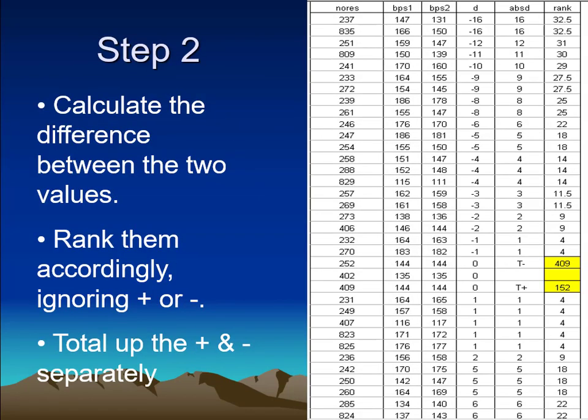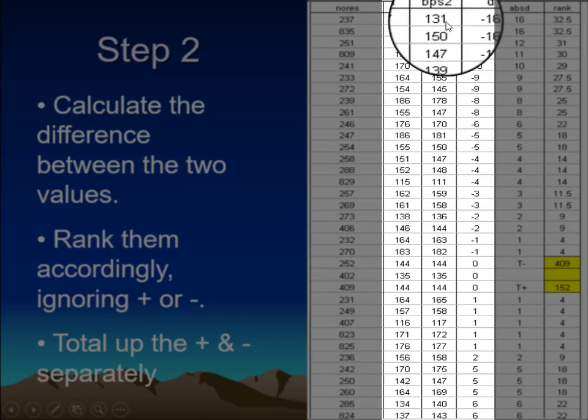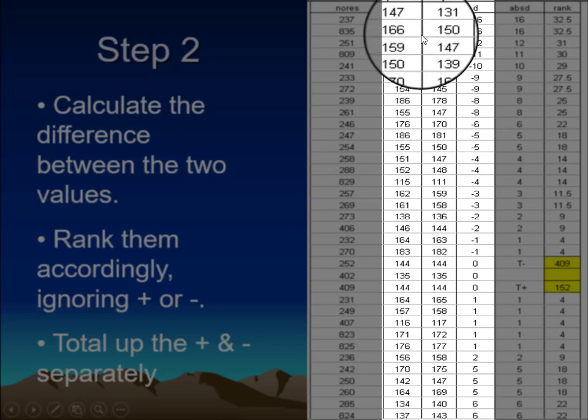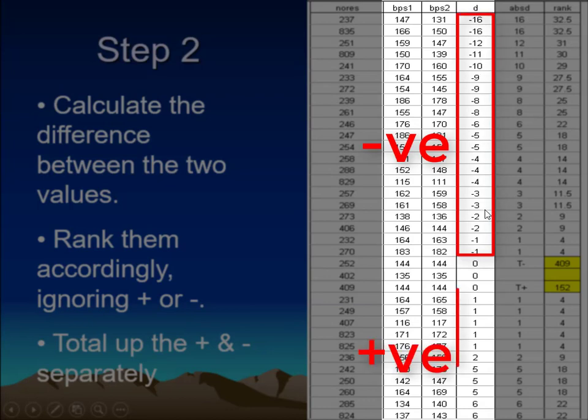Okay. So what happens now? You have 36 datasets. All 36, you have to arrange like this. You get the difference. You can see here, this is the difference. 131 minus 147, you get a difference of 16. 150 minus 166, you get a difference of 16. After you got all the signs, you notice you got positive and negative. This is negative, this is positive. You notice that the negative got a lot more than the positive.